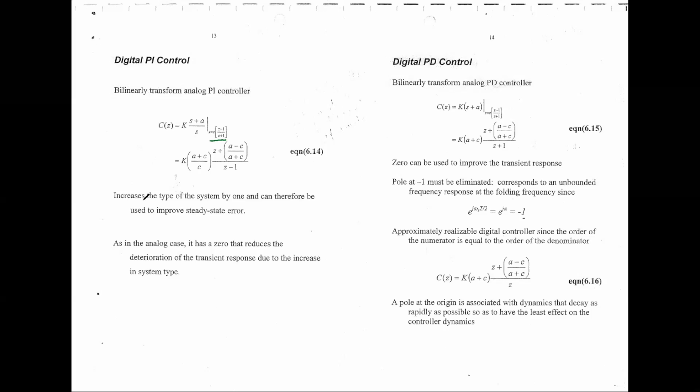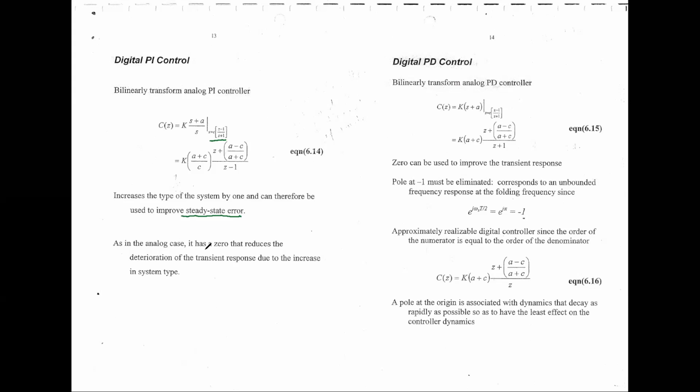So it increases the type of the system by 1 and can therefore be used to improve the steady state error. A PI controller is used to improve the steady state error or to bring the steady state error to 0. So this is one of the usefulnesses of a PI controller.